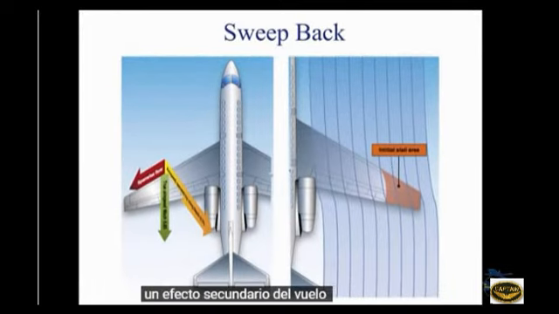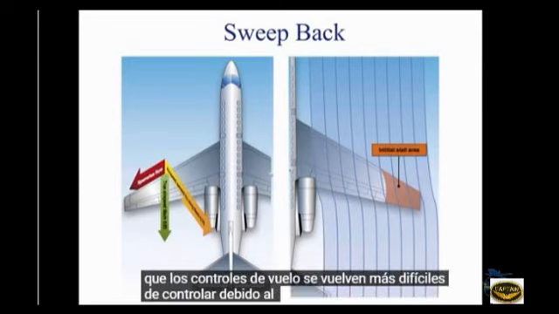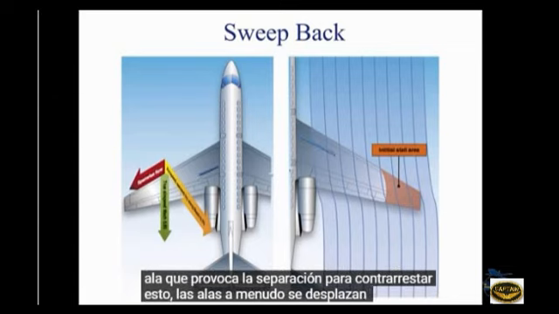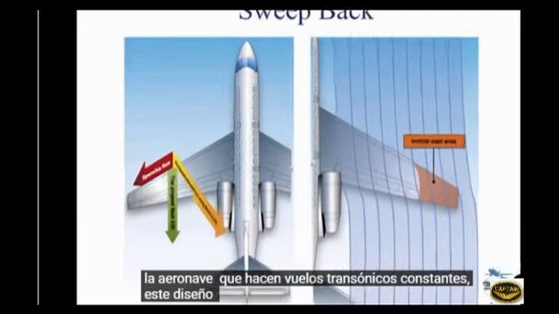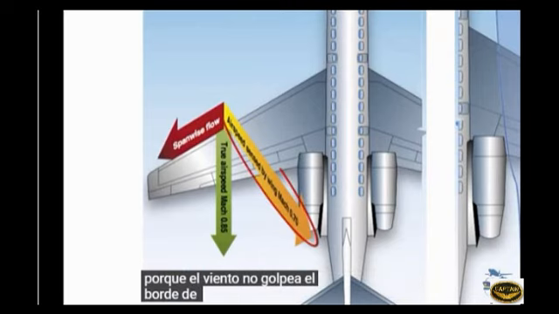One side effect of high-speed flight is that the flight controls become harder to control because of airflow over the wing causing separation. To counteract this, wings are often swept back on aircraft that make constant transonic flights. This design tricks the wing into thinking it is flying slower than it is because the wind is not hitting the leading edge at 90 degrees. This helps to delay the formation of shock waves.